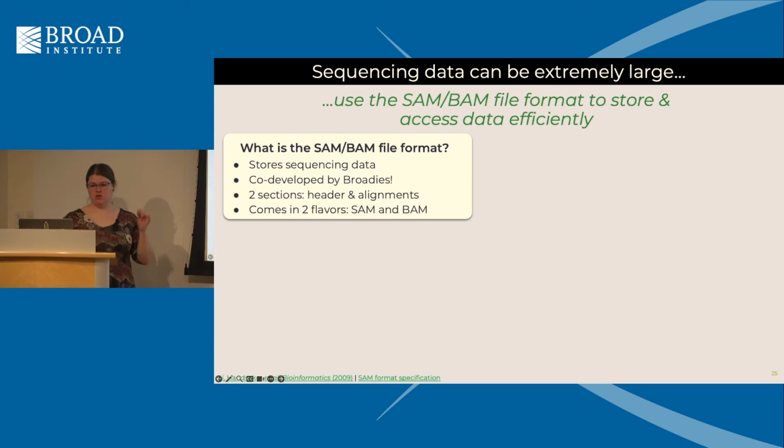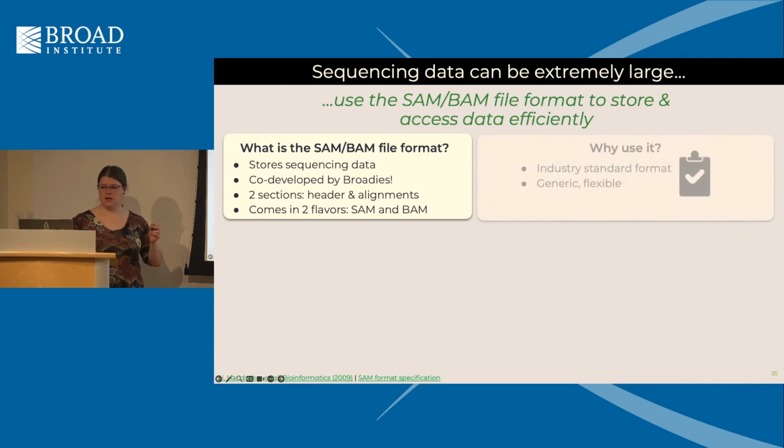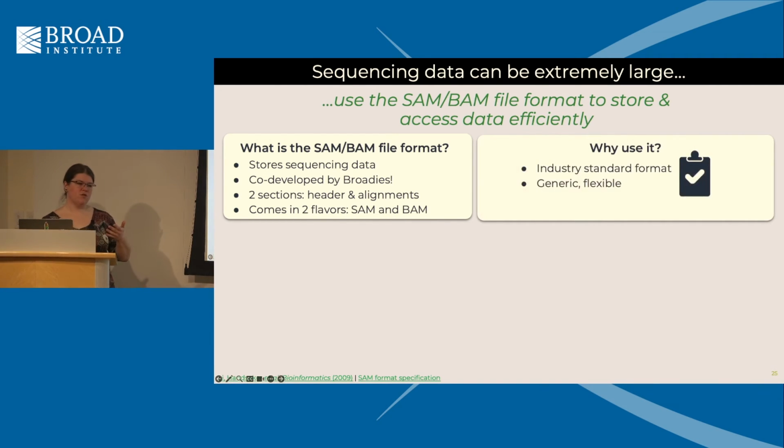Okay, so to switch into sequencing data file formats, you use the SAM and BAM format basically everywhere. I know there are a few new ones, but use SAM and BAM to store and access data efficiently. They store sequencing data. This was co-developed by the Broad some number of years ago. We have headers and alignments. As I mentioned, this is a standard format.